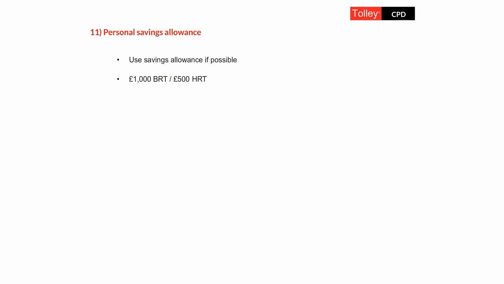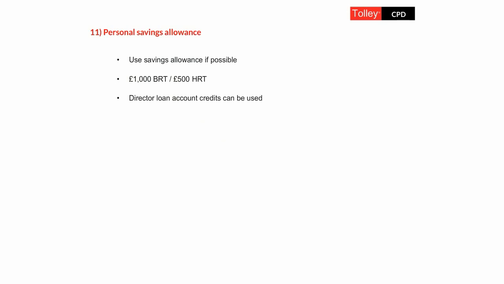It's £1,000 for basic rate taxpayers, £500 for high rate taxpayers. Now that is interest. Now, if you had director's loan account in credit, then you could utilise those loan accounts in credit to get the £1,000 out tax-free, or the £500 tax-free if you're a high-rate taxpayer. There isn't any savings allowance if you're an additional rate taxpayer.